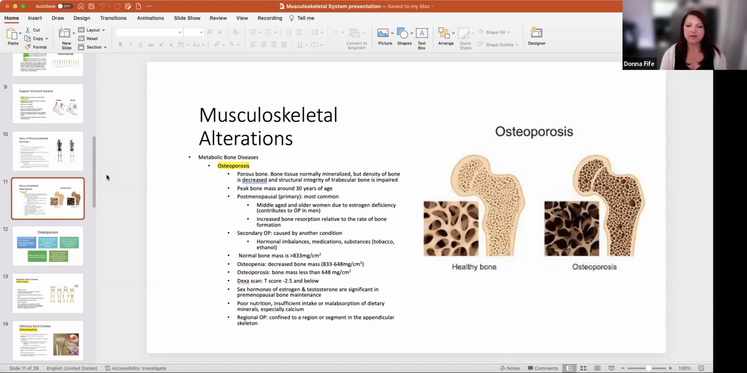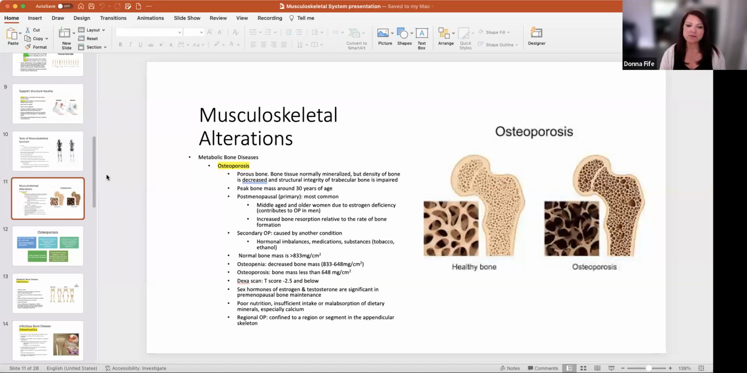Postmenopausal or primary, this is the most common type of osteoporosis. It occurs primarily in middle-aged or older women due to estrogen deficiency. This also contributes to osteoporosis in men. There's increased bone resorption relative to the rate of bone formation. Secondary osteoporosis is caused by another condition. This can be from hormonal imbalances, medications, or substances such as tobacco or ethanol alcohol.